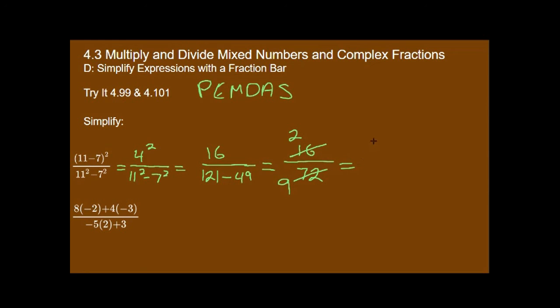So I'm going to rewrite that over here, 2/9. And then I'm going to check, are there any factors of the numerator and the denominator that I can still take out? There are not. So this is the reduced simplified fraction.